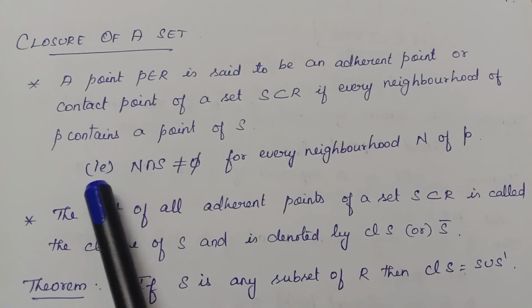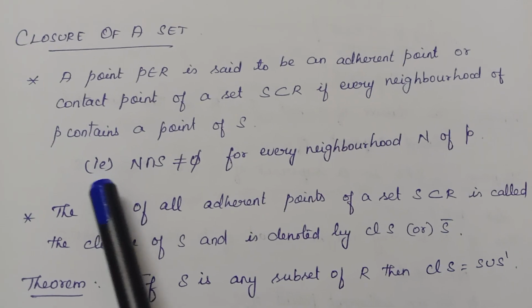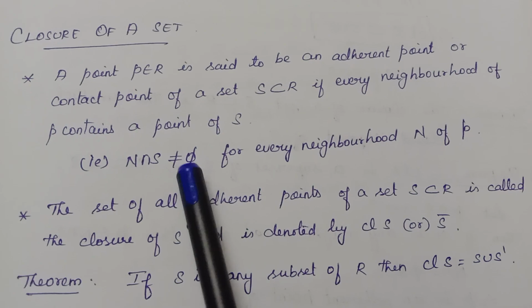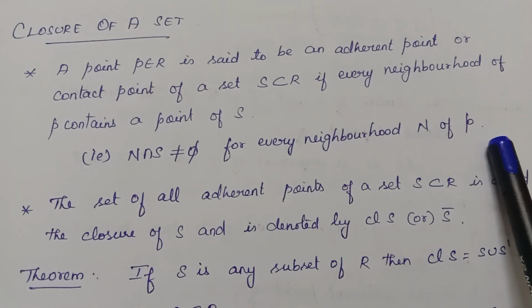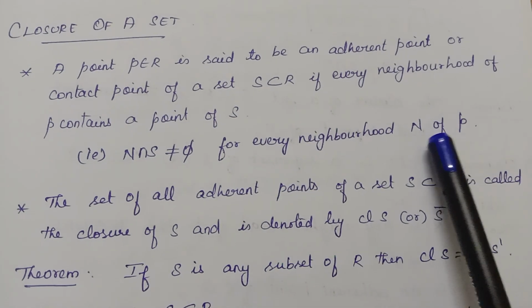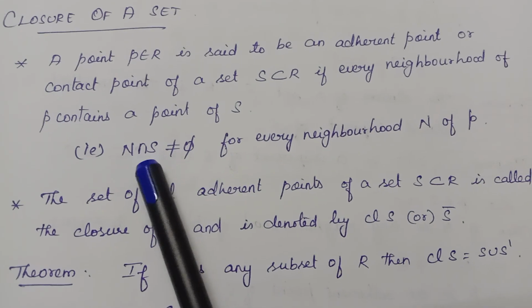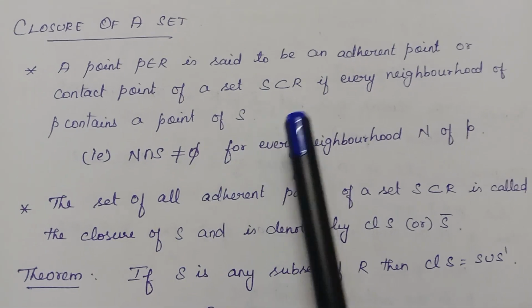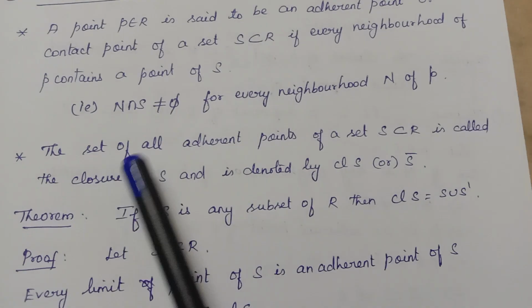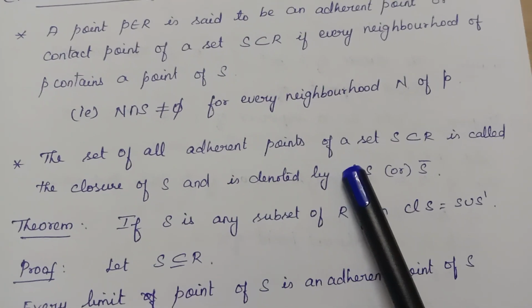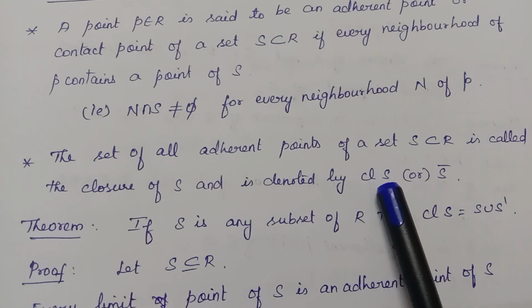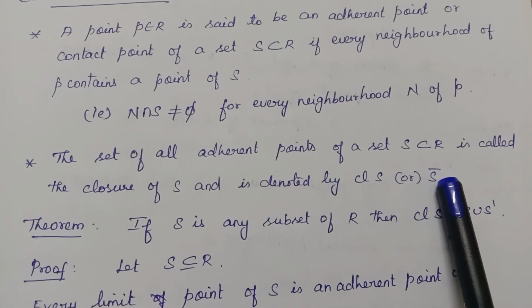So what do we mean by an adherent point? That is, the neighborhood intersection with the set is non-empty for every neighborhood N of P. So every neighborhood of P must contain a point of S that may be P itself or other than P. This point is called an adherent point. And the collection of all adherent points of a set S is called the closure, and it is denoted by either CL of S or S bar.